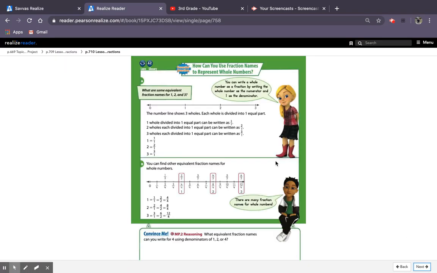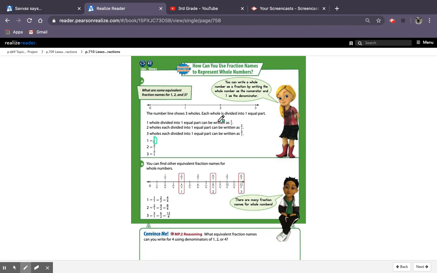For this, our essential question is, how can you use fraction names to represent whole numbers? So again, this is us going into naming numbers such as 1, 2, 3, 4, 5, 6, and so forth, as fractions. So we wouldn't say it necessarily as, for 1/1, it would literally be 1/1, but you're not going to say 1 once because that's not a thing. So here it says, what are some equivalent fraction names for 1, 2, and 3?